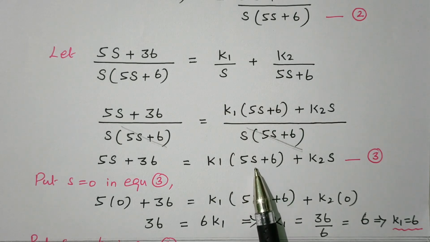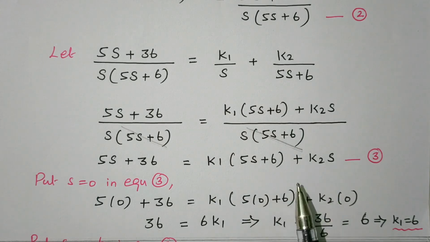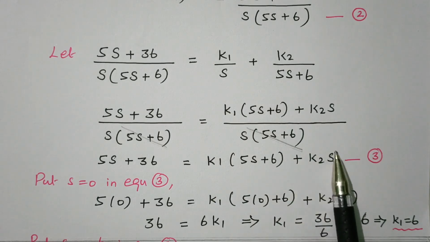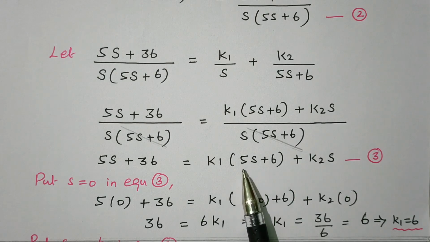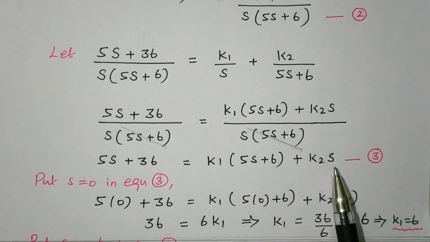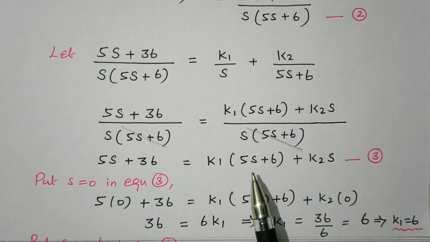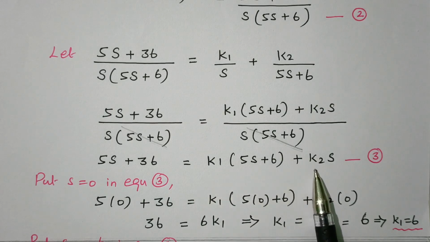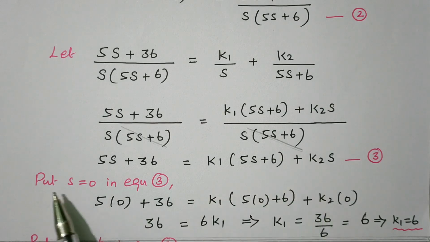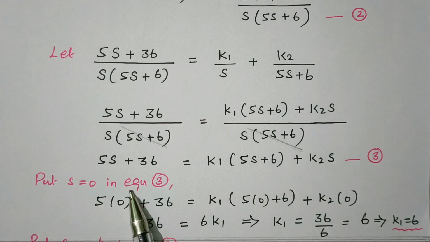If we put s equal to minus 6 by 5, this term gets cancelled and we can find K2. So from the coefficient of this value, we can find what value we need to substitute. S equal to 0 means K2 gets cancelled, so we can find K1. If s equal to minus 6 by 5, K1 gets cancelled, so we can find K2. So first, put s equal to 0 in equation number 3. Here we need to put 0.